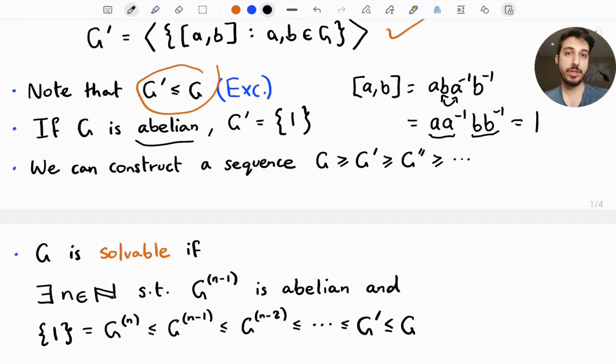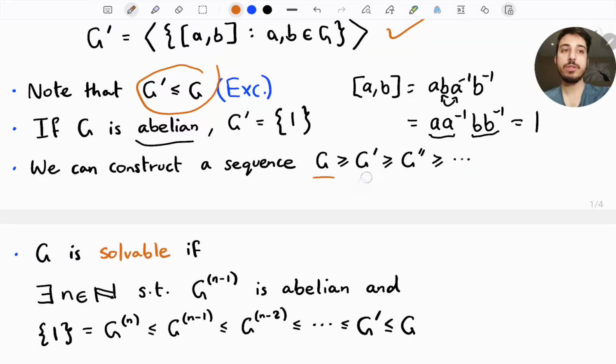Now, as I've briefly mentioned in the introduction, the process of taking the commutator subgroup is not a process that we only have to do once. We can do it multiple times if needed. So we start with our G, and then we take our commutator subgroup G prime, and then we can take the commutator subgroup of G prime to have G double prime, and then we can take the commutator subgroup of that as well, and we repeat the process a certain number of times. It could be an infinite number of times.